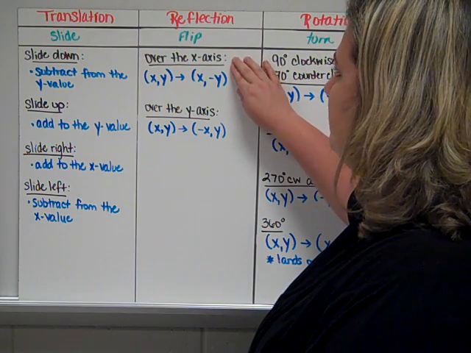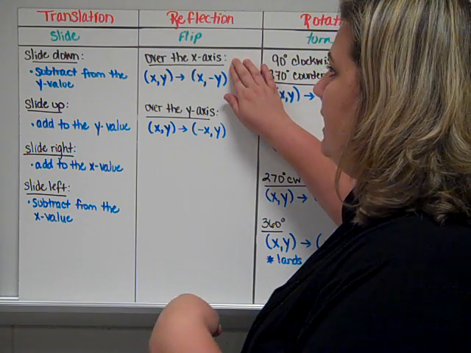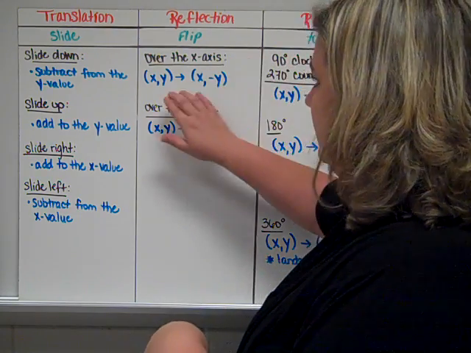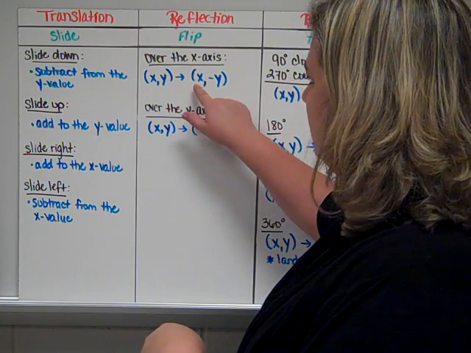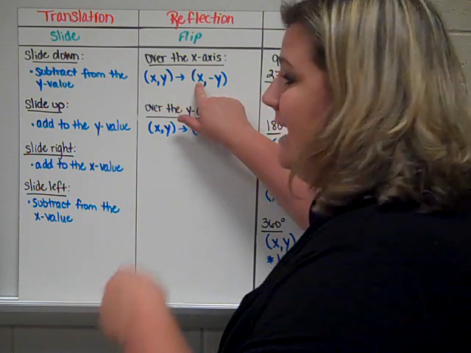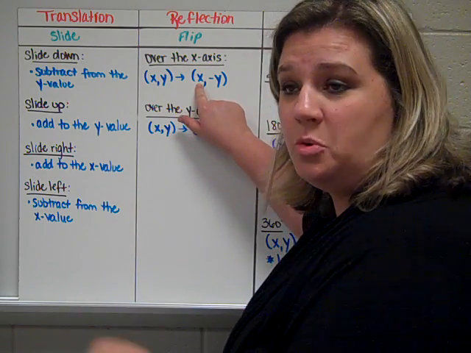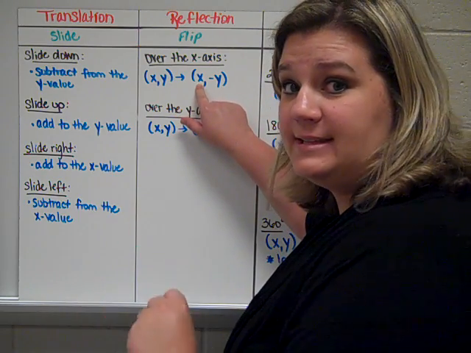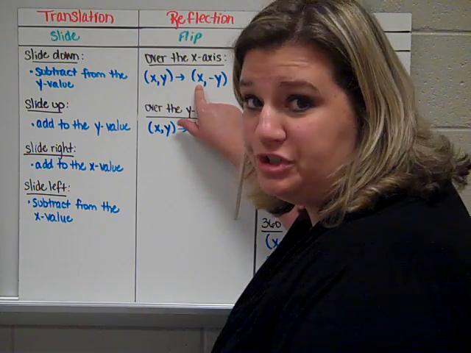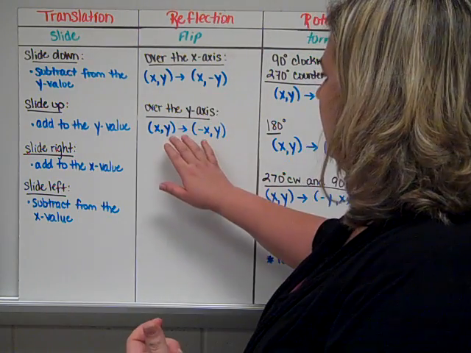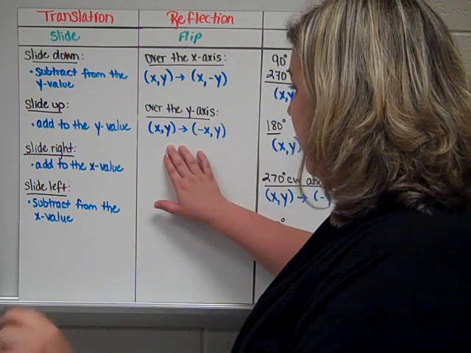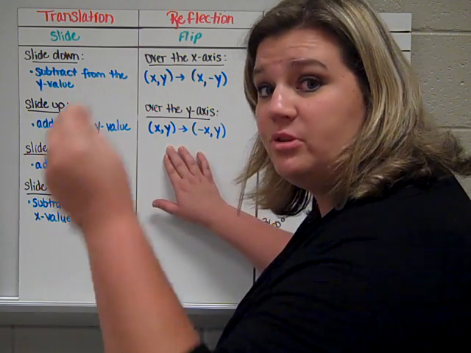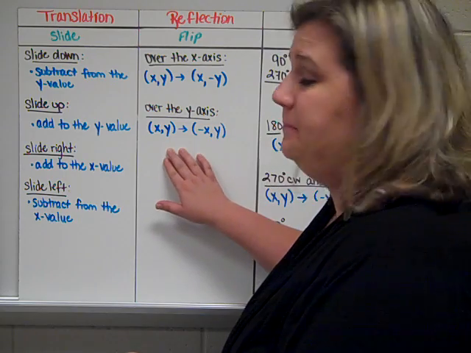A reflection is the movement of flipping a figure. If we reflect over the x-axis, this is what happens to the x and y coordinates. We're flipping over the x, so notice the x stays the same and the y will change its value. If we're flipping over the y-axis, the x is what is going to change, but the y coordinate will stay the same.